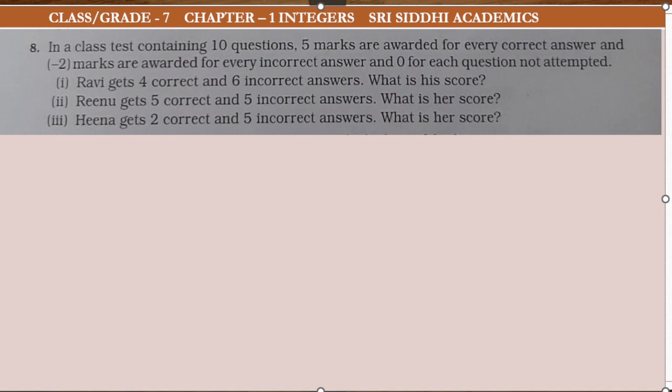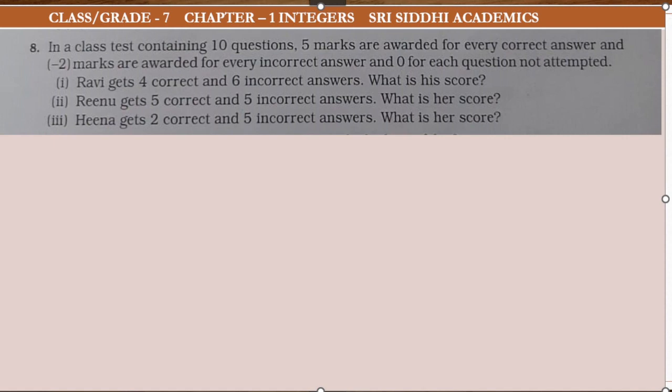So let's start. Question number 8 says in a class test containing 10 questions, 5 marks are awarded for every correct answer and minus 2 marks are awarded for every incorrect answer and 0 for each question not attempted. So here negative marking is there for every incorrect answer and the mark is minus 2. 5 marks for every correct answer, and obviously there will be no marks for any question that is not done.